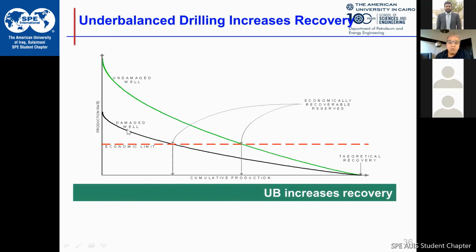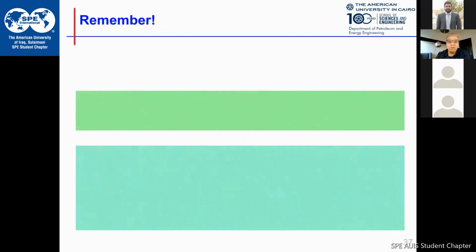And we see two curves, one for the damaged well, overbalance, in black, and the other curve for underbalance or undamaged well. For the same economic level, one can observe that the undamaged well results in higher rate of cumulative production. So we produce more, although we use the same economic limits for the two wells.